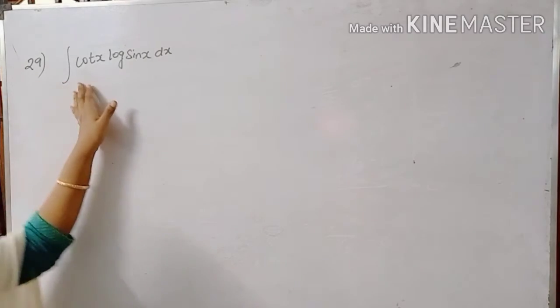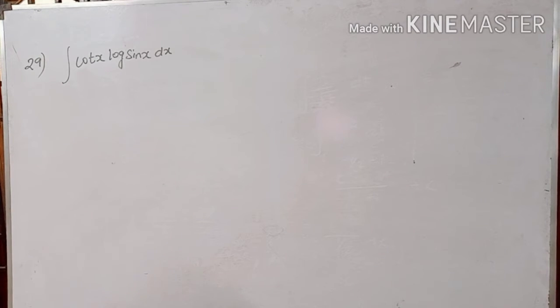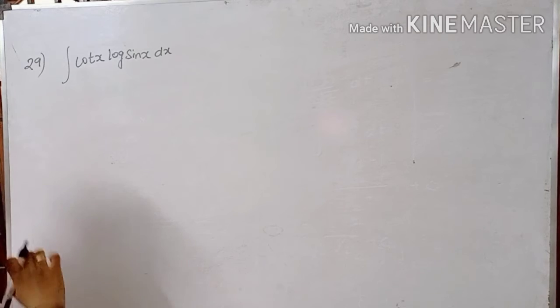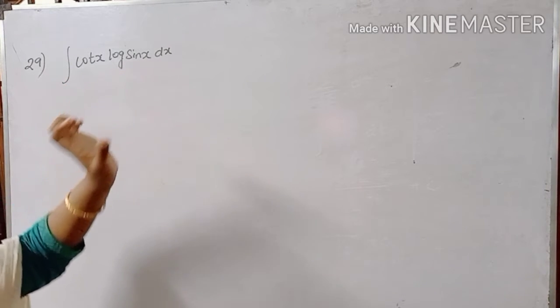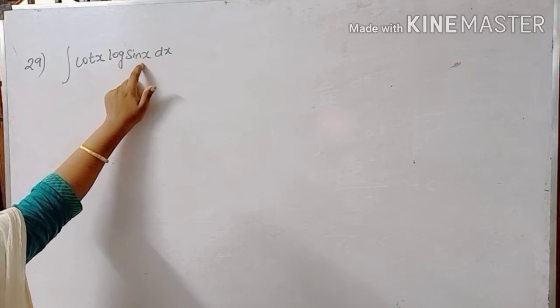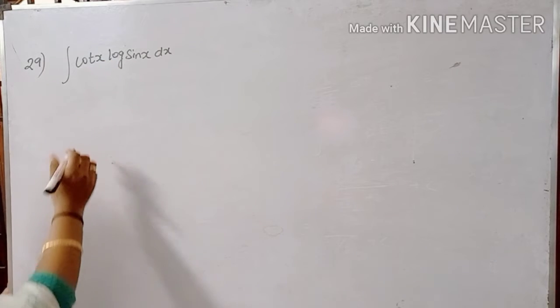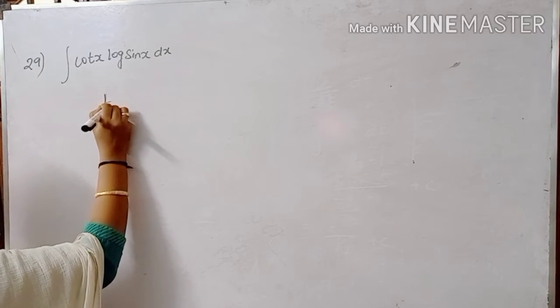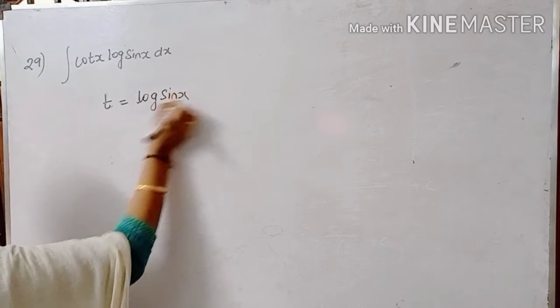Sum number 29, integral cot x log sin x dx. So here we are going to take the substitution as log sin x. If we observe the sum itself, we can see the tough or complicated part is nothing but log of the term. So log sin x. So I am taking the substitution to be t is equal to log sin x.